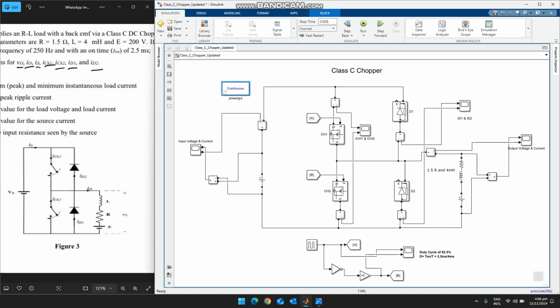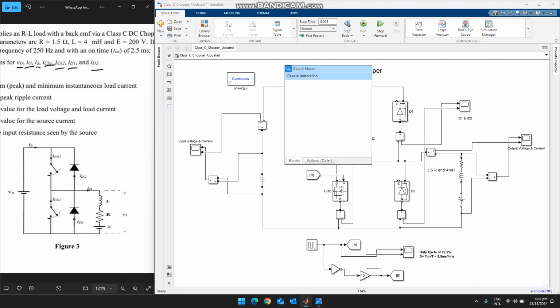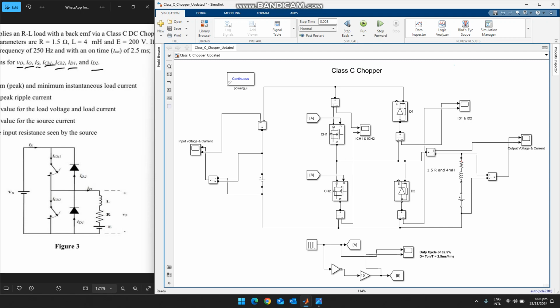This is the powergui, which is necessary for simulating these circuits. You have to choose it from the library. Powergui. Okay, that's all.